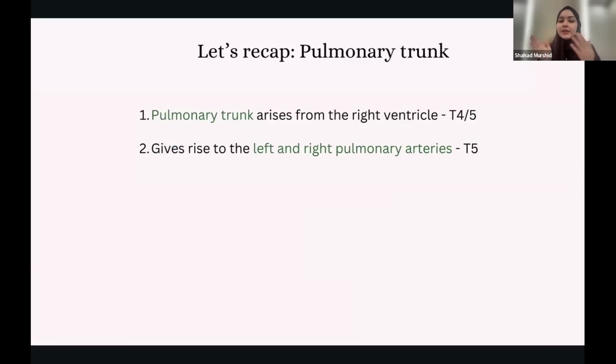From the pulmonary trunk, we have the right and left pulmonary arteries. First, you're going to see the pulmonary trunk alone, and then at the next level, you're going to see them branching. It branches really quickly. So at T4, T5, you'll see the trunk, and then at T5 and below you'll see the arteries.